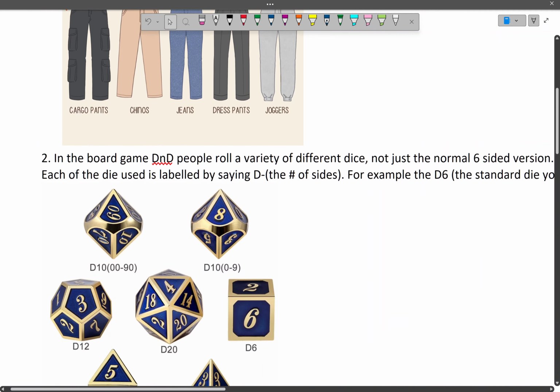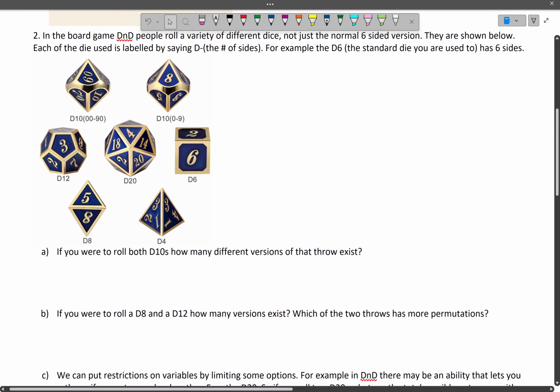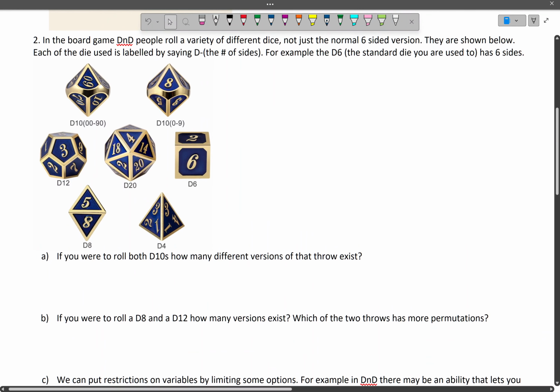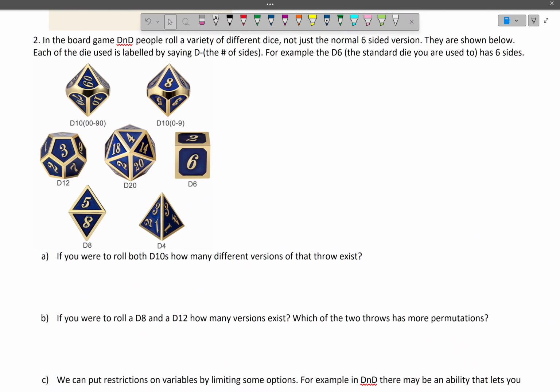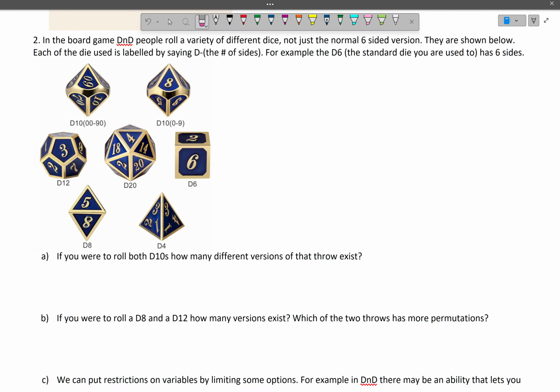Okay, so we're going to go ahead and do some different interesting examples. So here is a D&D example. In the board game D&D, people roll a variety of different dice, not just the normal 6-sided dice. So this is what a 6-sided dice looks like. We call this a D6, but you can have any other interesting sided dice, like a D12, a D20, a D4.